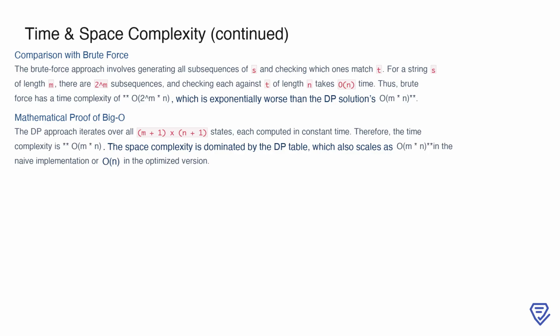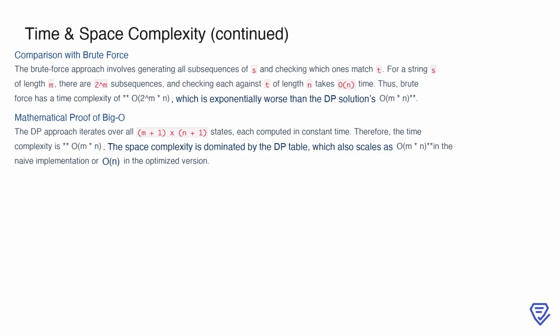When comparing this dynamic programming solution to a brute force approach, the difference in efficiency becomes clear. The brute force method involves generating all possible subsequences of the string S and then checking which of them match the string T. For a string S of length M, there are 2^M subsequences. Verifying each subsequence against T, which has a length of N, takes O(N) time. This results in a time complexity of O(2^M * N) for the brute force approach, which is exponentially worse than the O(M*N) complexity of the dynamic programming solution.